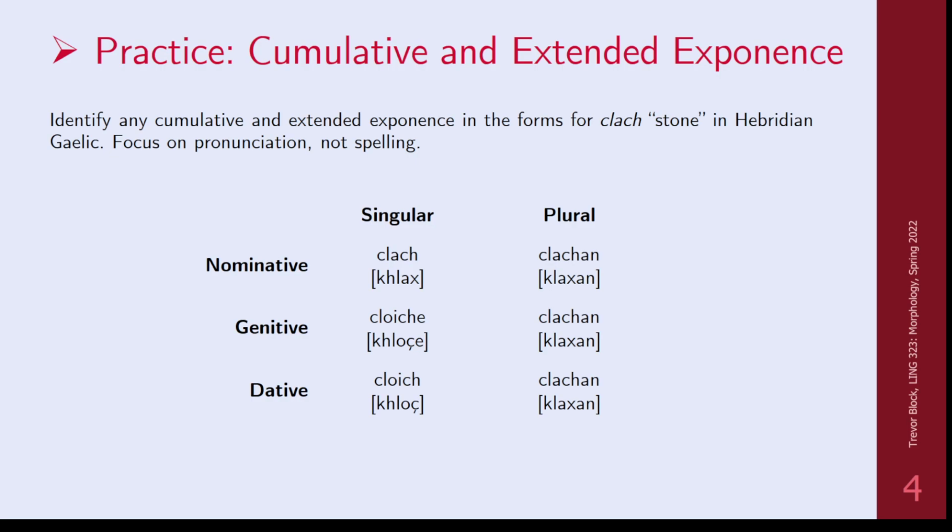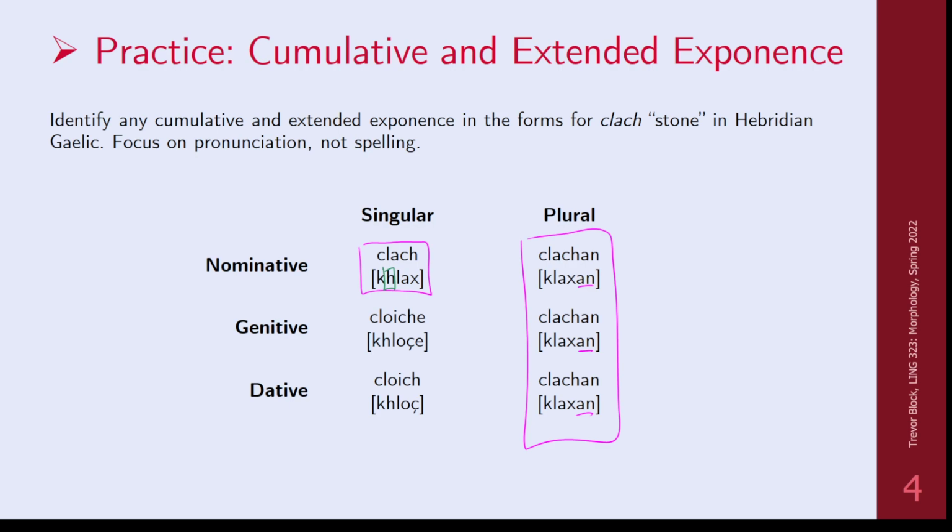Now, let's practice this. We have to see if there are any examples of cumulative or extended exponents in this data set. This is a bit rough to look at, but let's take a look at the original form. Let's assume that clax here, clach, is the nominative singular, the base form. Now, what do I notice compared to the plural? Well, they're all the same, and they all take this an suffix, and they're missing this h here.